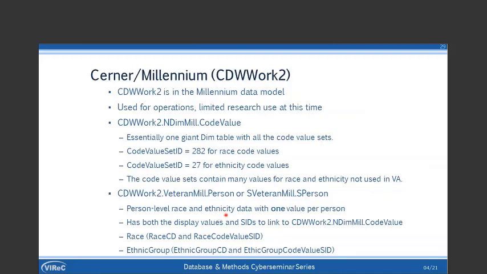Again, the data are one value per person for the person level race and ethnicity data. The table does contain both the display values and the SIDs that you would use to link back to this DIM table if you were interested. And the variable with the display value for race is race CD, for race code, and for ethnicity is ethnic group CD, for ethnic group code.